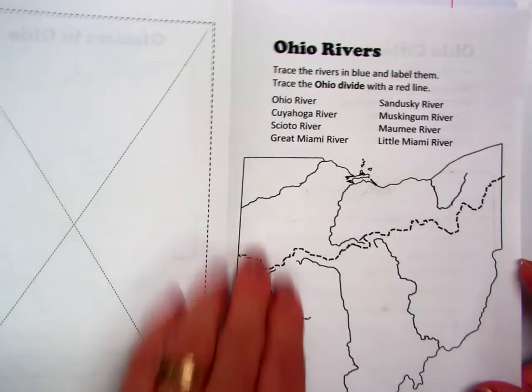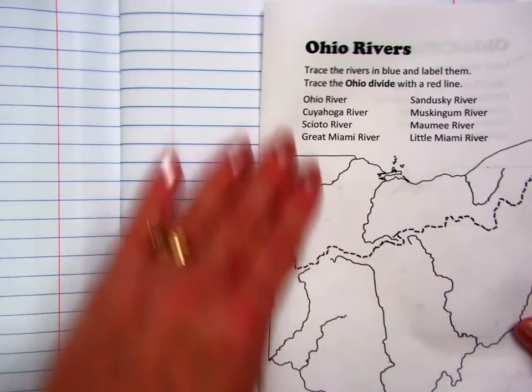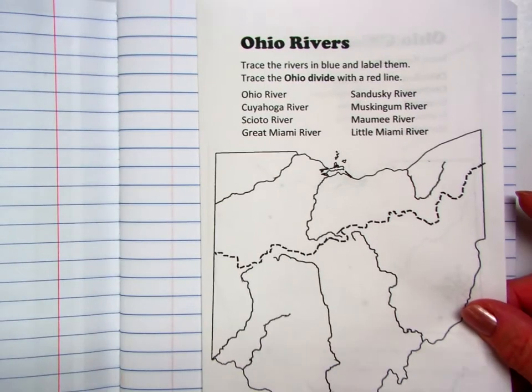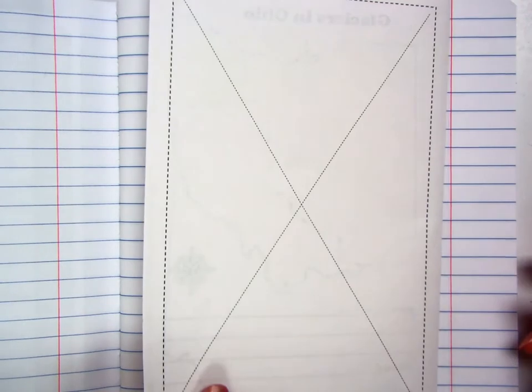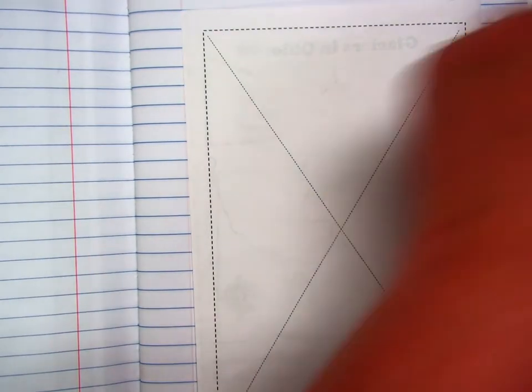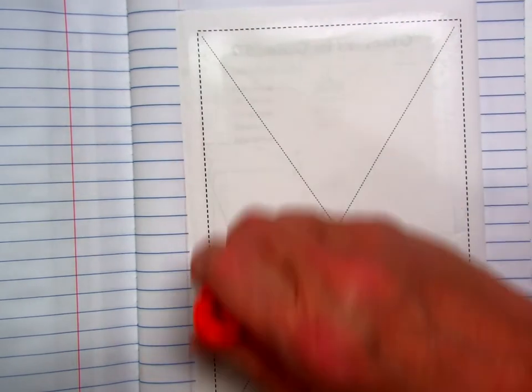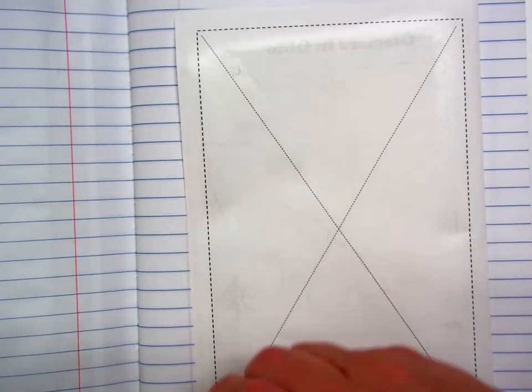It may not be folded up yet, so find the one that has Ohio rivers on one side, cities and glaciers on the other side. And you're going to fold the paper in half so that Ohio rivers is the cover, and the back has the rectangle with the X on it. So you're going to use glue on the rectangle with the X to glue this page into your Social Studies composition book.